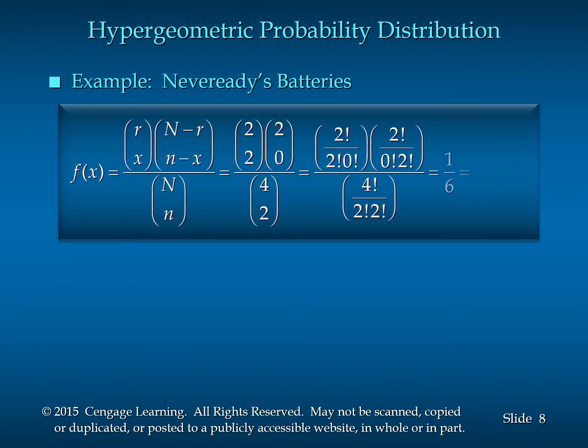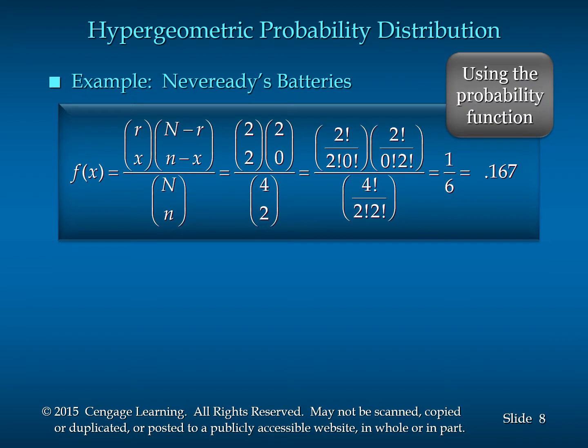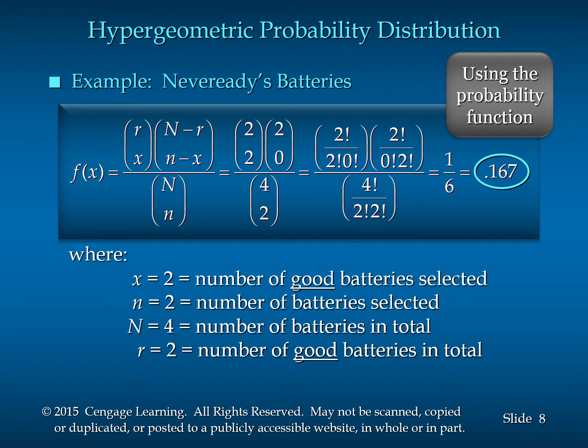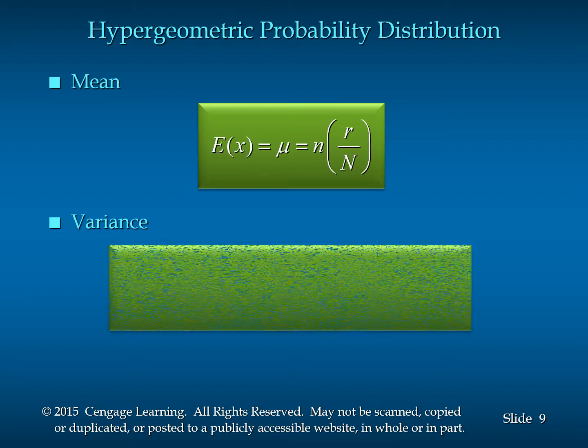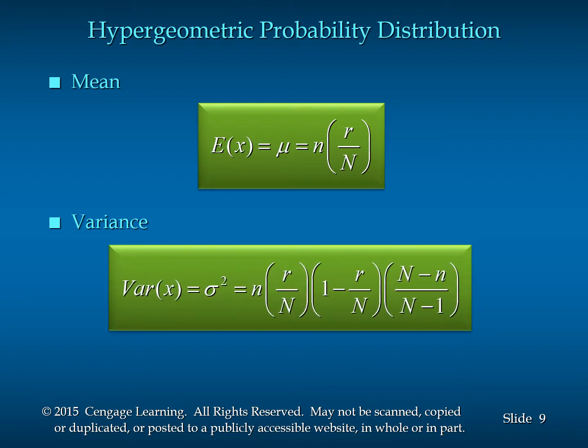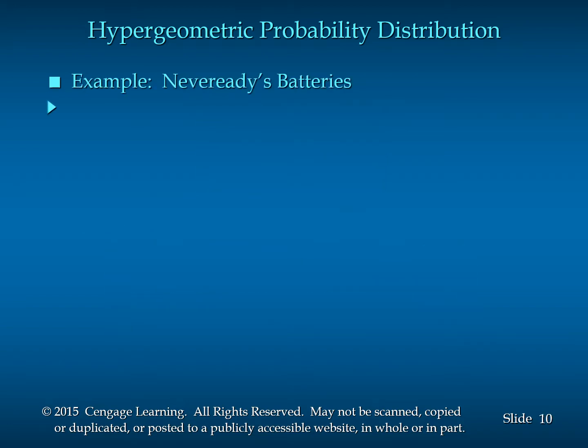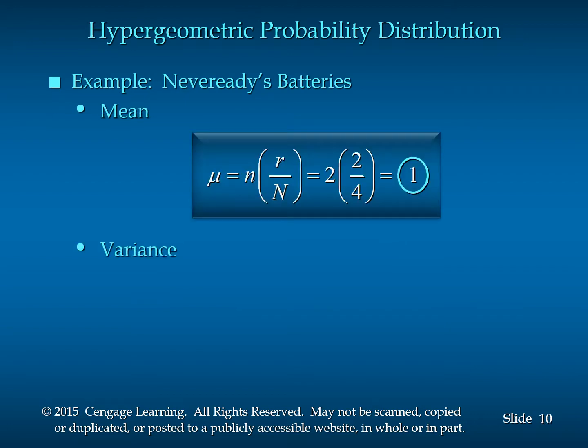The mathematical problem is set up here. It's just a matter of inputting the correct values into the three separate combination formulas and solving with factorials. The mean and variance of a hypergeometric can also be calculated, shown here for our example.